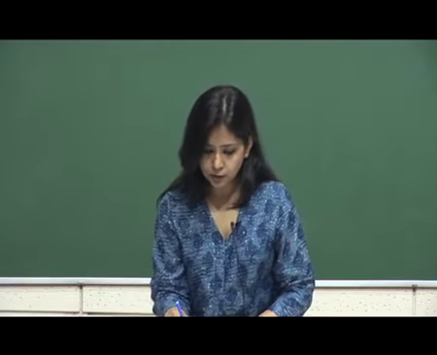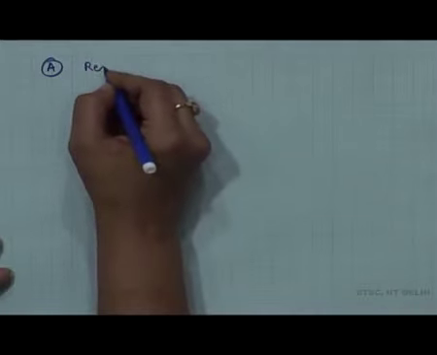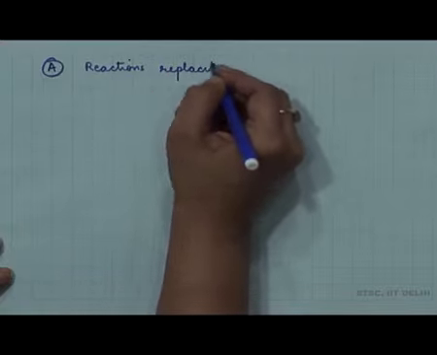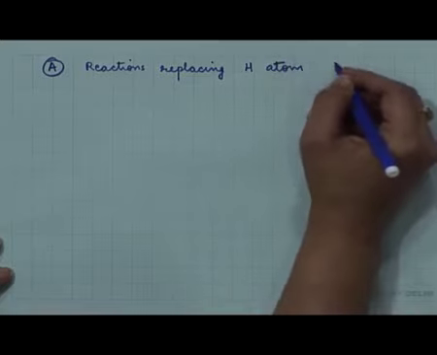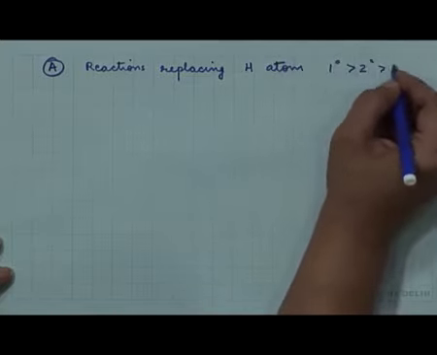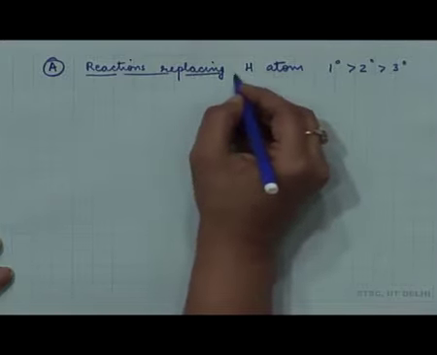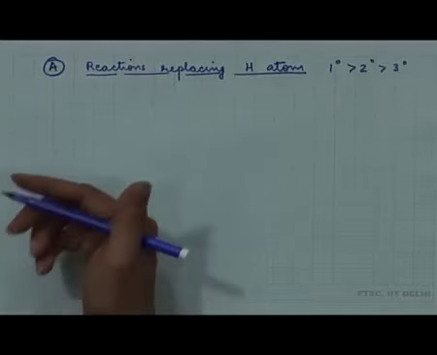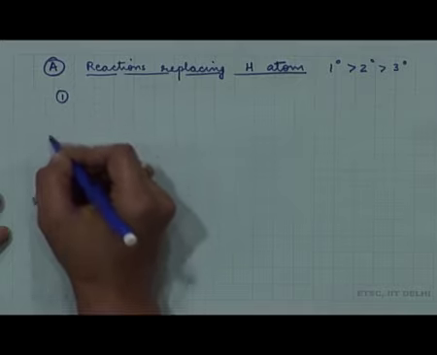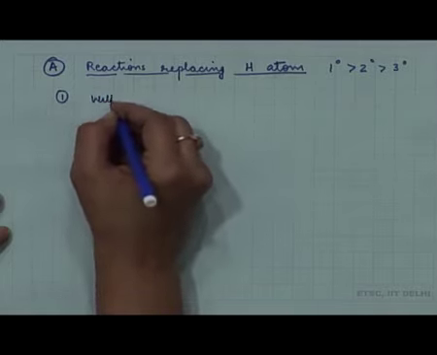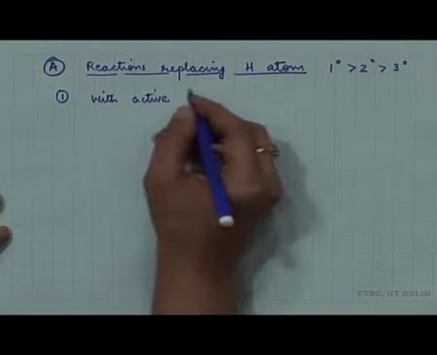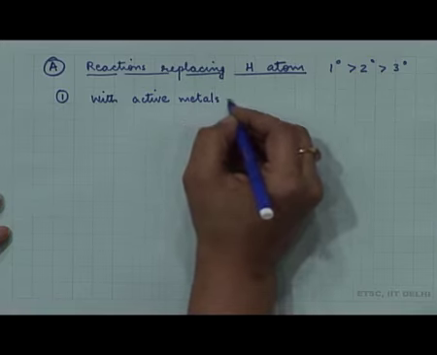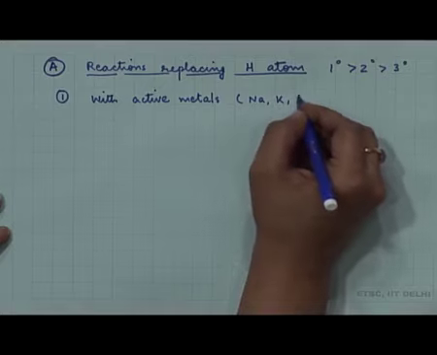Okay, so we come to the first class of reactions, which is the reactions replacing the hydrogen atom. As we just saw, I can conveniently write that the reactivity follows the order 1 degree, 2 degree and then 3 degree alcohols. This is the order of reactivity of the alcohols in terms of the ease with which they are able to replace the hydrogen atom. So, the first reaction in this series would be the reaction with active metals, which we did earlier in the previous class when we were talking about the acidity behavior of these alcohols. We did it previously with active metals such as sodium, potassium, aluminium.